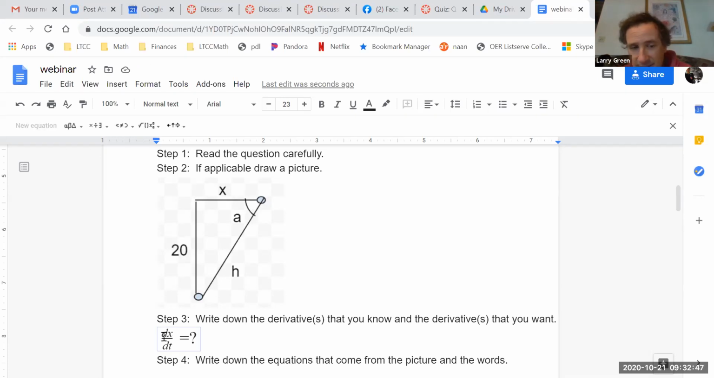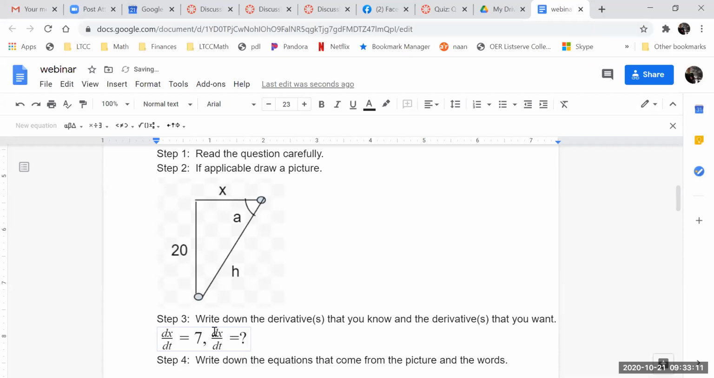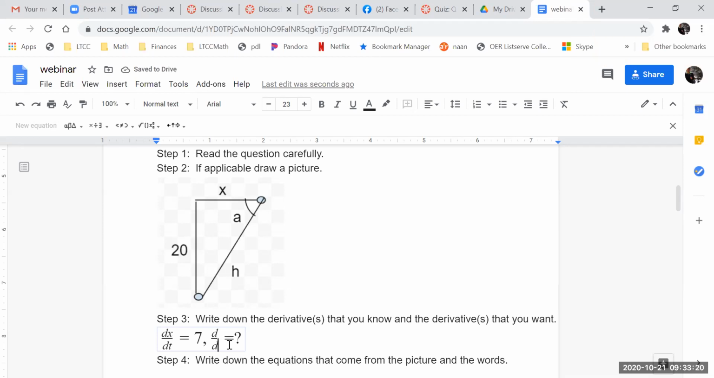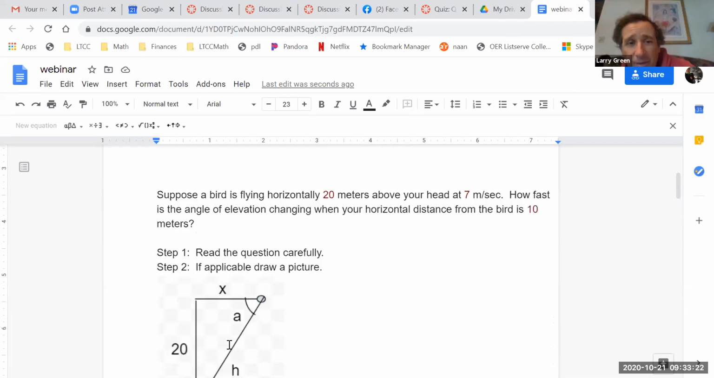Any questions on that? I'm sorry, that's not a question. Sorry about that, that was a mistake. We know that one. That was a 7. Which is the derivative that we want? Is it the change in the horizontal angle? We'll need to get it into letters. It's d something over d something. It might help to read the question again. And the question is, how fast is the angle of elevation changing?